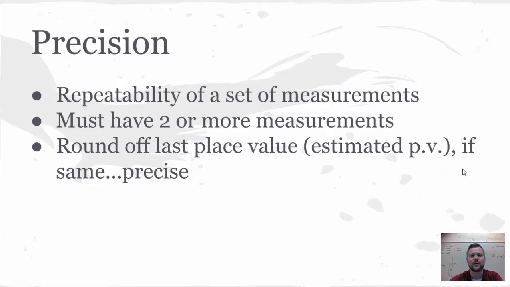And like accuracy, we could take our multiple measurements, and if we round off that last place value, are the measurements the same number? So one definition that we can use for precision is yes, they are. If they are rounded to the same number, we can say they're precise. If they don't round to the same number, we could perhaps say that they aren't precise.